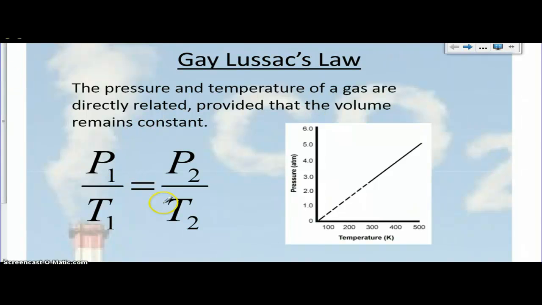I like to make the equation linear, just as I did with Charles's law. So I'm going to cross multiply the T's up, and I'm going to get this equation. Okay, so that's the equation I will use, the linear form.